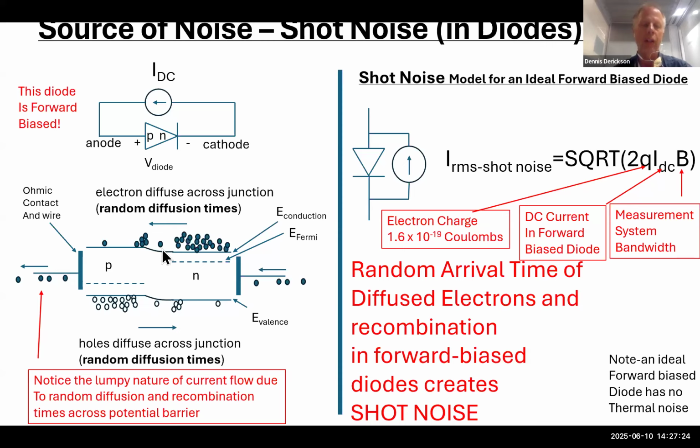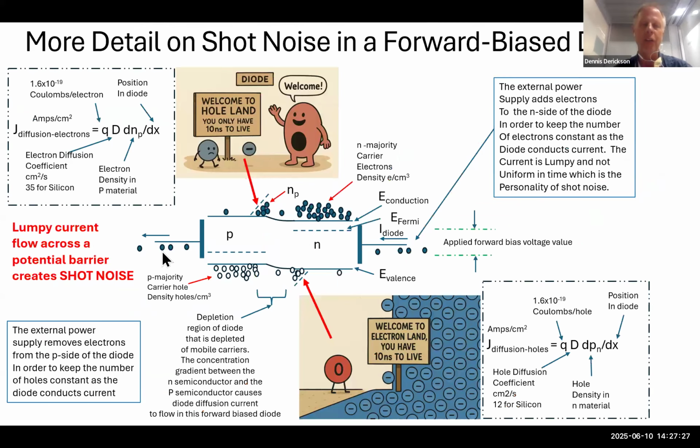Let's dive into that a little bit more right here. This is a more detailed look at the shot noise in a forward biased diode. So let's first start talking about the electrons right here in the N-type material. They're diffusing across over to the P-type material. And notice this cartoon, it says the hole right here is welcoming the electron and saying, welcome to hole land. You only have 10 nanoseconds to live. So when these electrons diffuse over there and see this sea of holes, they quickly die. They recombine and annihilate each other.